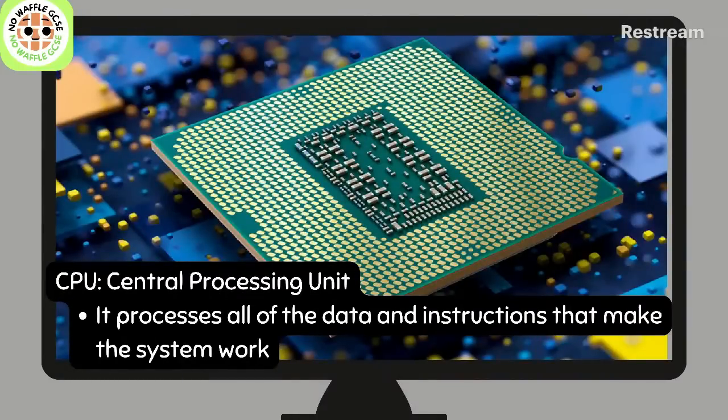So, the CPU, what is it? The CPU is the central processing unit. It processes all of the data and instructions that make the system work. And it's really important if you're asked to name or to define what the CPU is, that you use the words it processes all of the data and instructions.